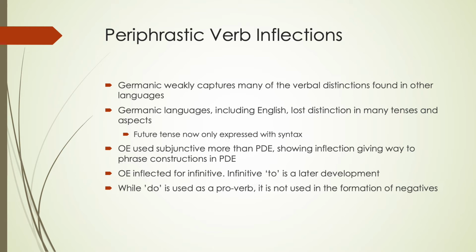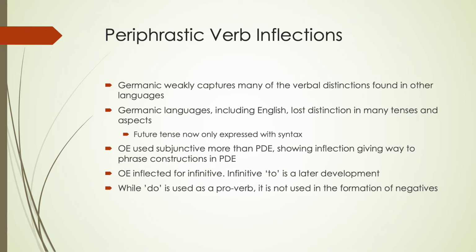The Old English did use subjunctive much more than what we see in present day English, so we don't really see the use of subjunctive. So if I were you instead of if I was you, for instance. And the inflection gave way to more phrasal constructions in present-day English.